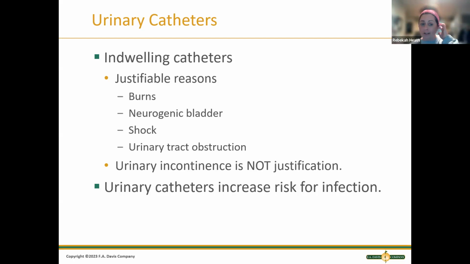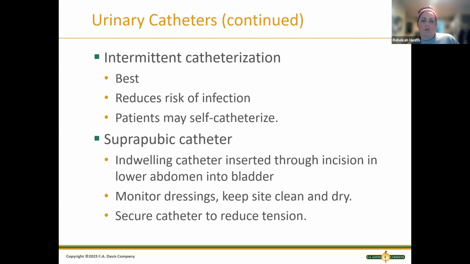Somebody who's in shock or has urinary tract obstruction. Those are all reasons we would have somebody have a urinary catheter. But urinary incontinence is not a justification, because evidence-based practice has shown that those catheters left in increase patients' risk of infection.